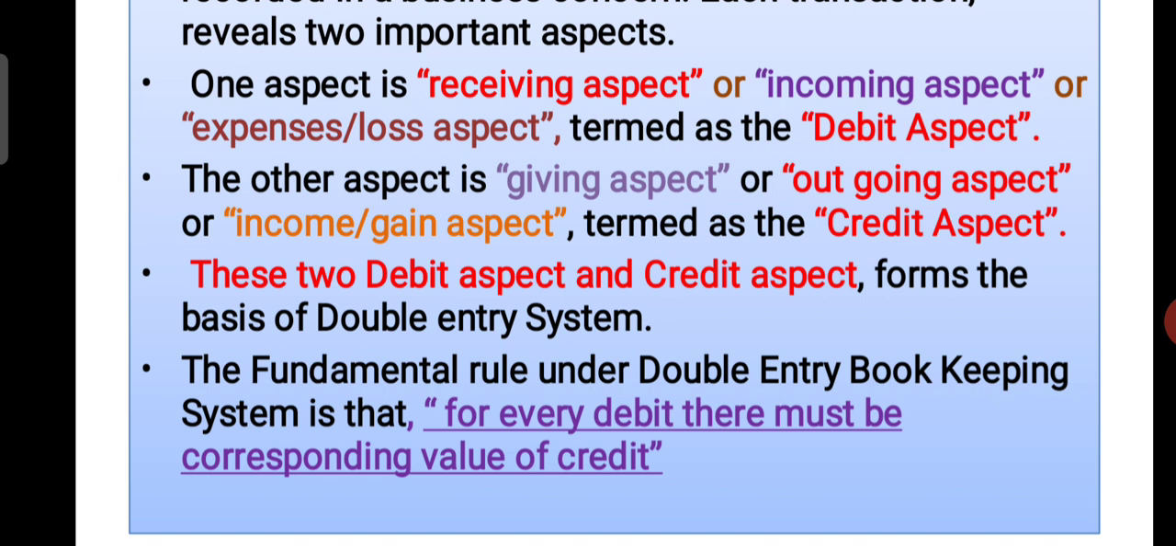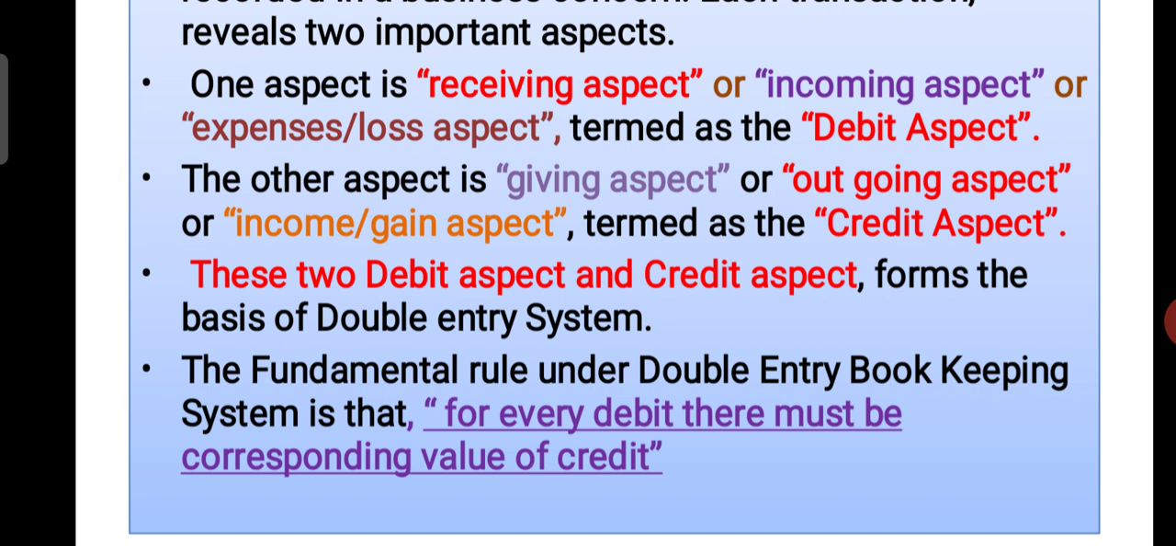so that is termed as credit aspect. So here in every transaction we have to find two aspects. One is debit aspect, another is credit aspect. Debit aspect is called as receiving aspect, credit aspect is called as giving aspect. Debit aspect is called as incoming aspect, credit aspect is called as outgoing aspect. Expenses or losses are termed as debit aspect, incomes and gains are termed as credit aspect. Simple to remember: debit aspect means receiving aspect, credit aspect means giving aspect.